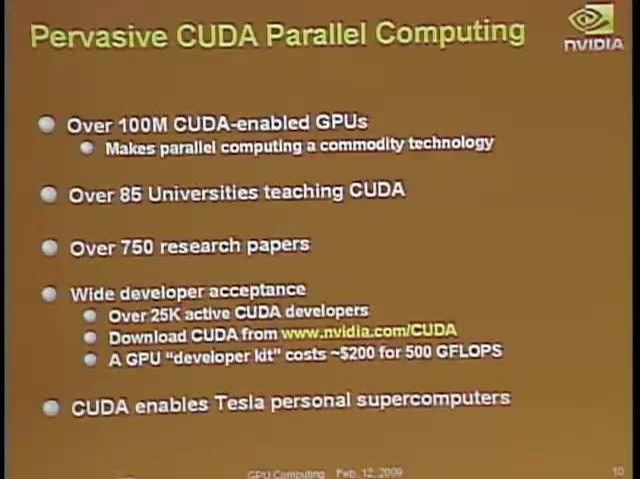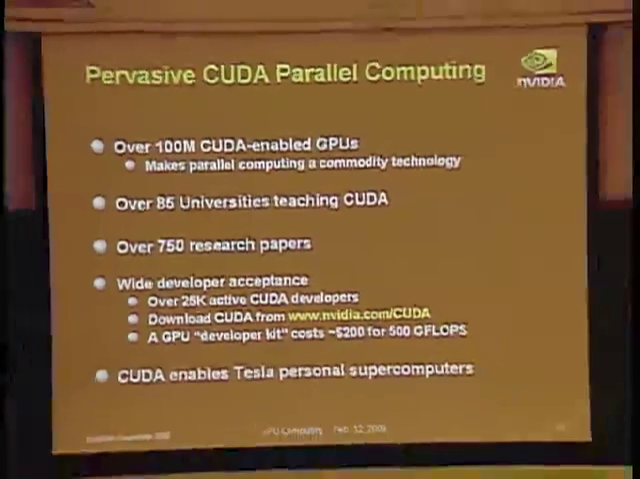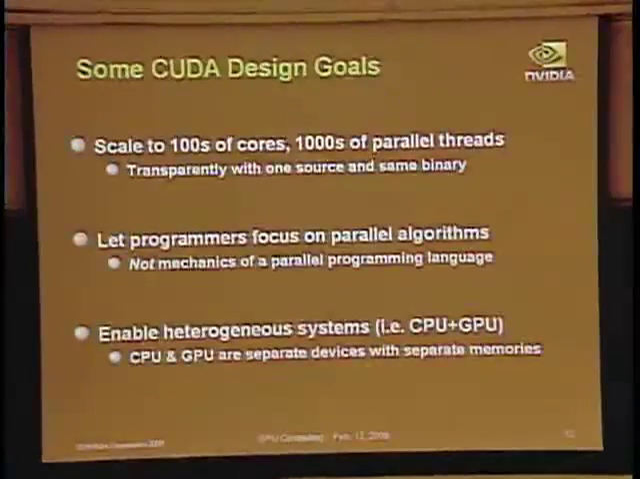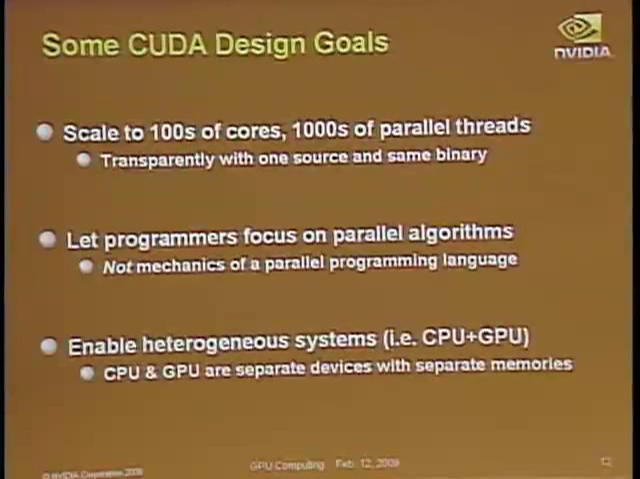We estimate there are probably over 25,000 active CUDA developers right now, and that number seems to be growing pretty well. And a lot of research papers. We'd like to see some more, and we'll do what we can. I think the most important thing is to teach classes in how to write parallel programs, and do projects in how to write parallel programs.